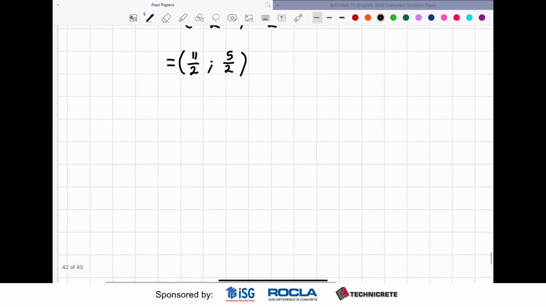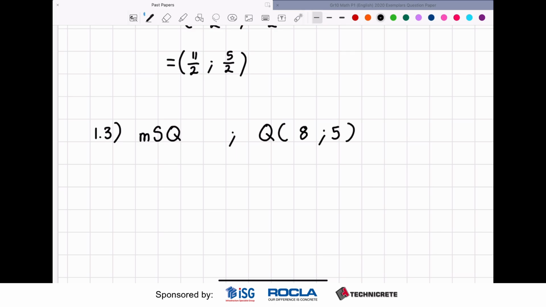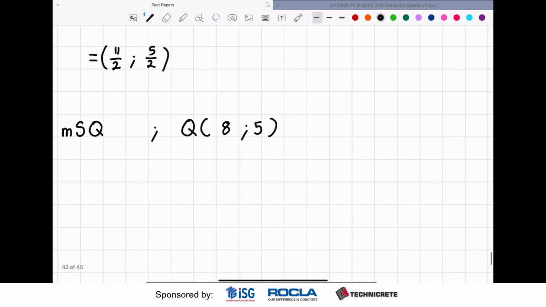Right, and then the next part, 1.3. For 1.3, I'm asked to calculate the gradient of SQ, so m of SQ. And I found out the coordinates for Q. So remember, we knew that Q would have the same y coordinate as P, so this one is 5. And then we found that the x coordinate for Q, which is also the x coordinate for R, is 8. And I was given the coordinates of S, so that's -1 and -4.